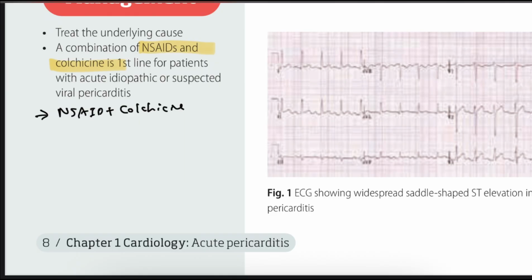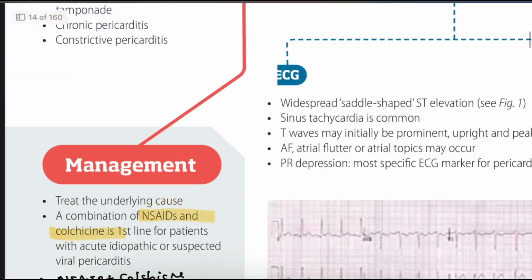Okay, so these are the things based on severity. If the patient has mild cases, we can treat that patient as an outpatient with NSAIDs and colchicine. In moderate cases, we have to admit that patient and monitor with echo. In severe cases, we have to hospitalize that patient. Then if the patient has tamponade, we have to do emergency pericardiocentesis.